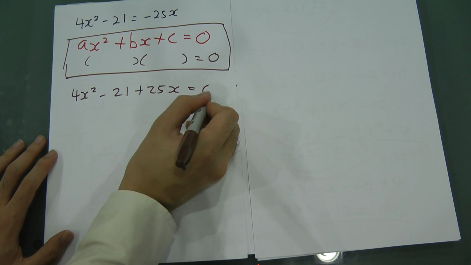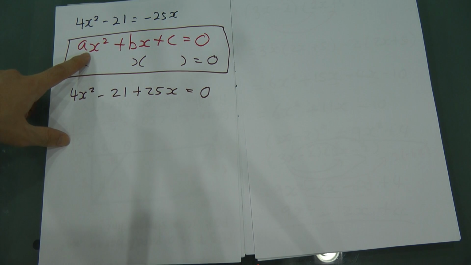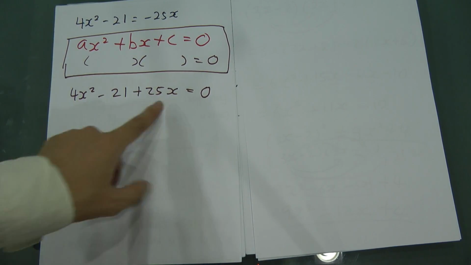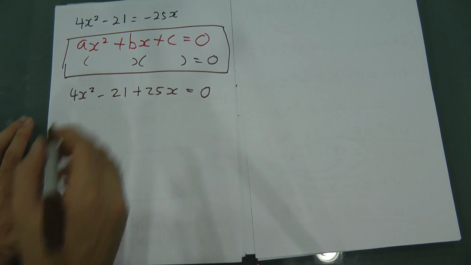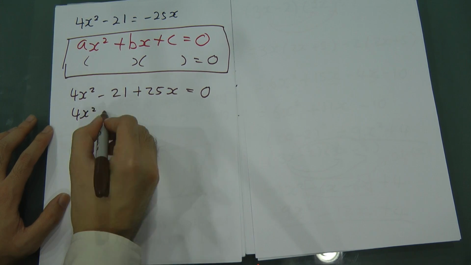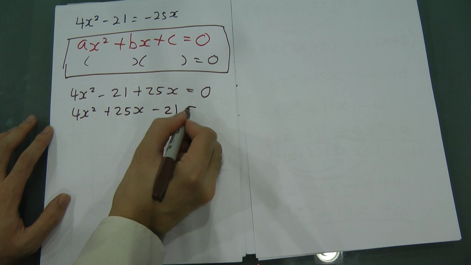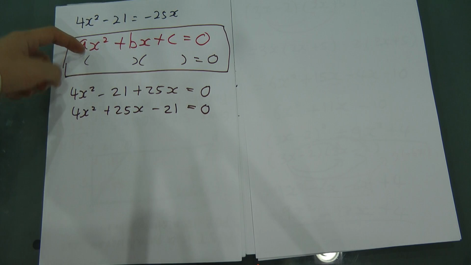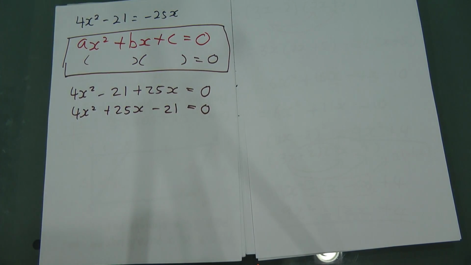Equal to 0. Then I have to rearrange, because the x squared here is correct, but the second place must have x. This one has no x, this one has x, so I have to swap their places. So this is 4x squared plus 25x minus 21 equal to 0. Now it is all in the general form already, equal to 0. So now I can start to factorize.